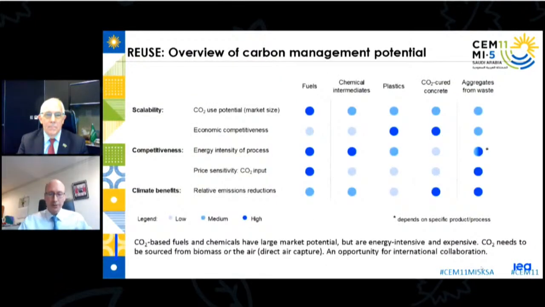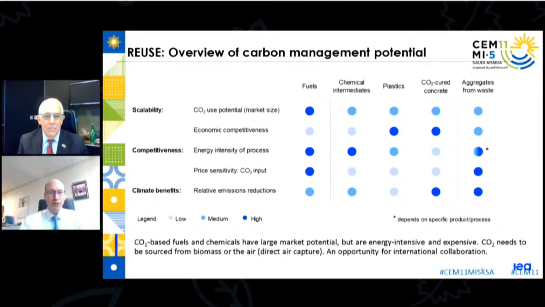Now, we've done an analysis of what you can convert CO2 in the circular carbon economy into: fuels, chemical intermediaries, plastics, CO2 cured concrete, and aggregates from waste. And then we took a look at all of those in terms of scalability. How big of an opportunity space is there? The competitiveness, the energy intensity, and the climate benefits.